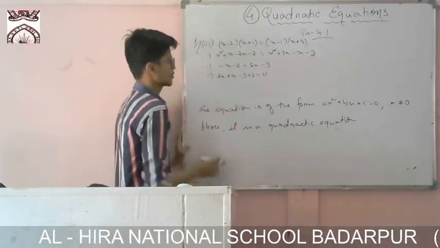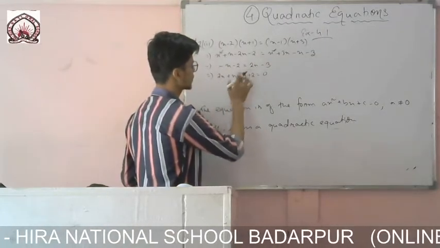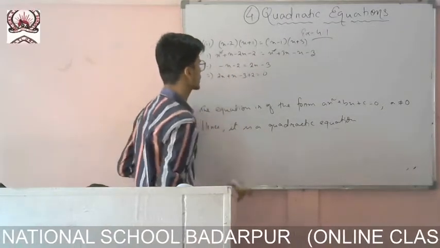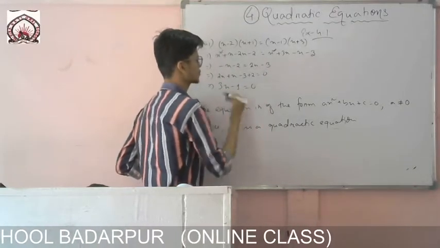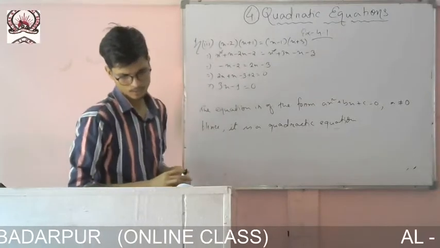Minus x, if I change the side, becomes plus x, and minus 2 becomes plus 2. So it will be 3x minus 1 equals to 0. 3x minus 1 equals to 0.